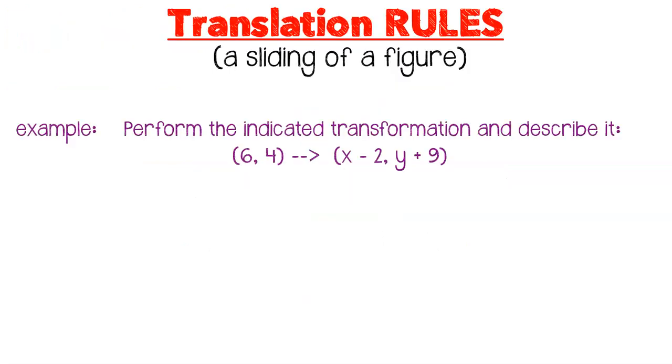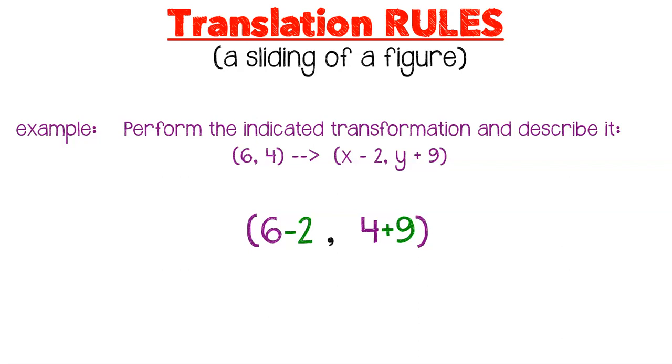Alright, instead of telling you in English, I'm going to tell you the translation in math this time. So all you need to do is perform the mathematical operation that you see here. But then I ask you to describe it, just to make sure you know what it means. So again, the first thing you do is perform the mathematical operation. Subtract 2 from the x-coordinate, add 9 to the y-coordinate.